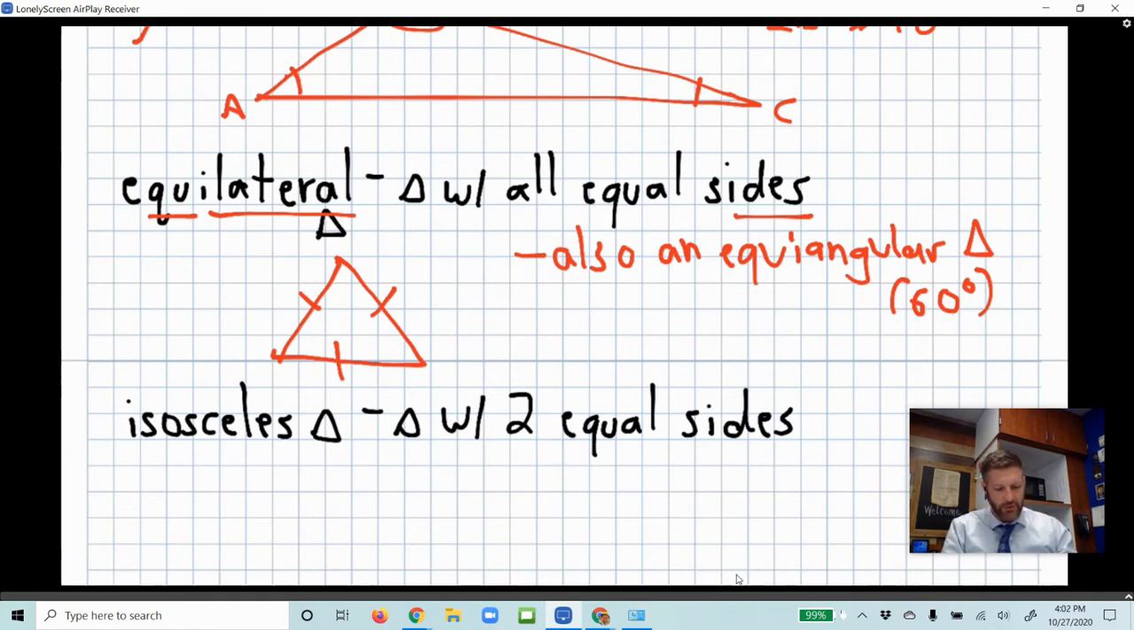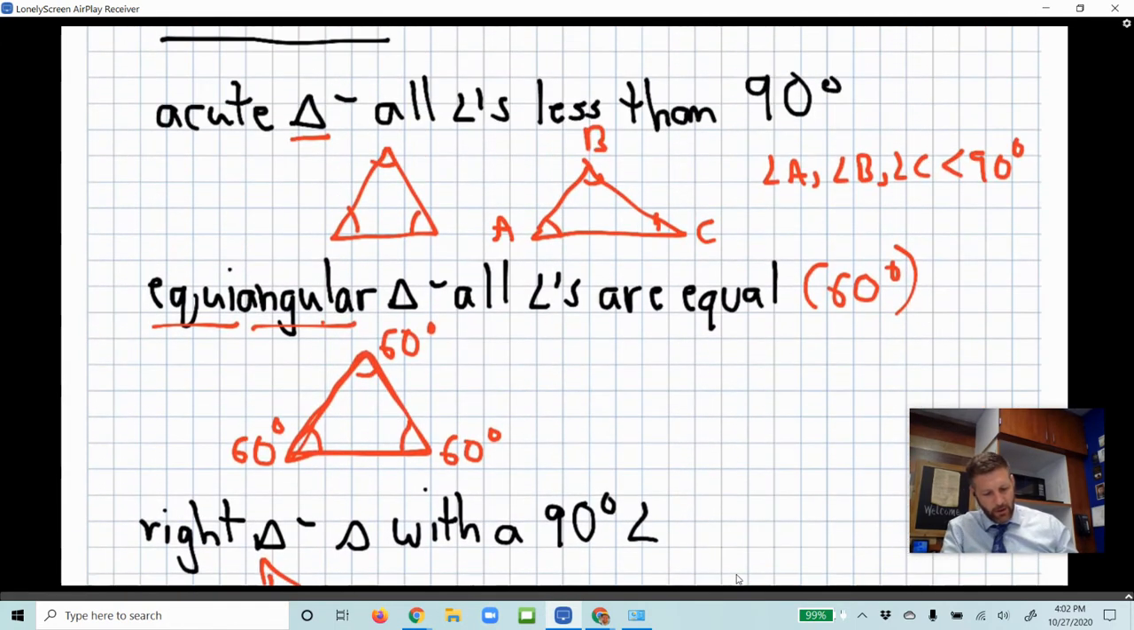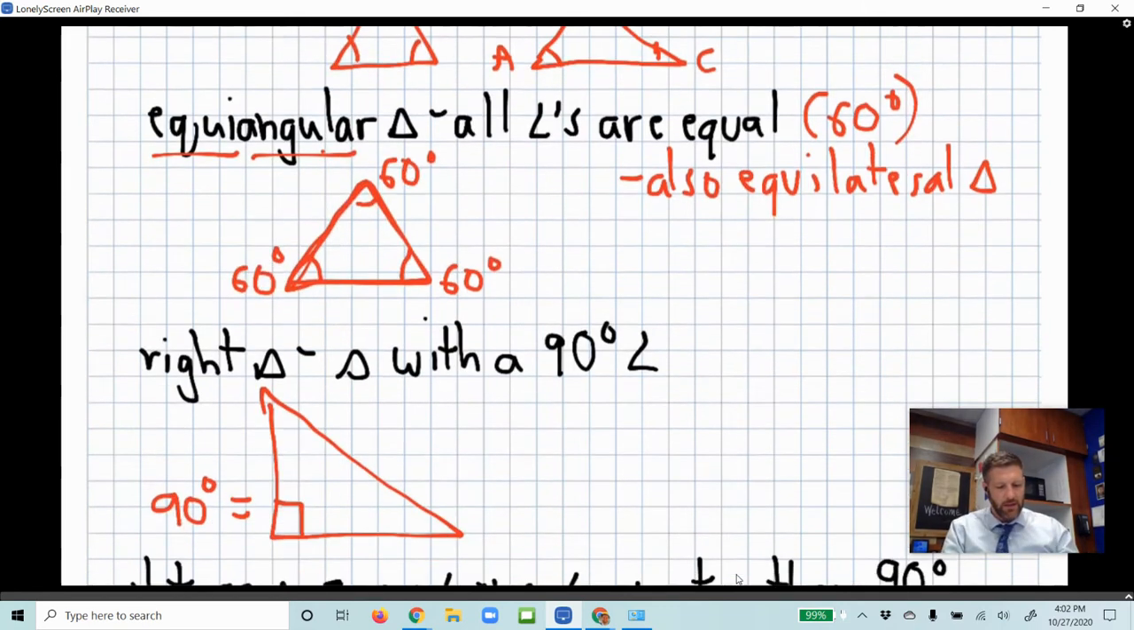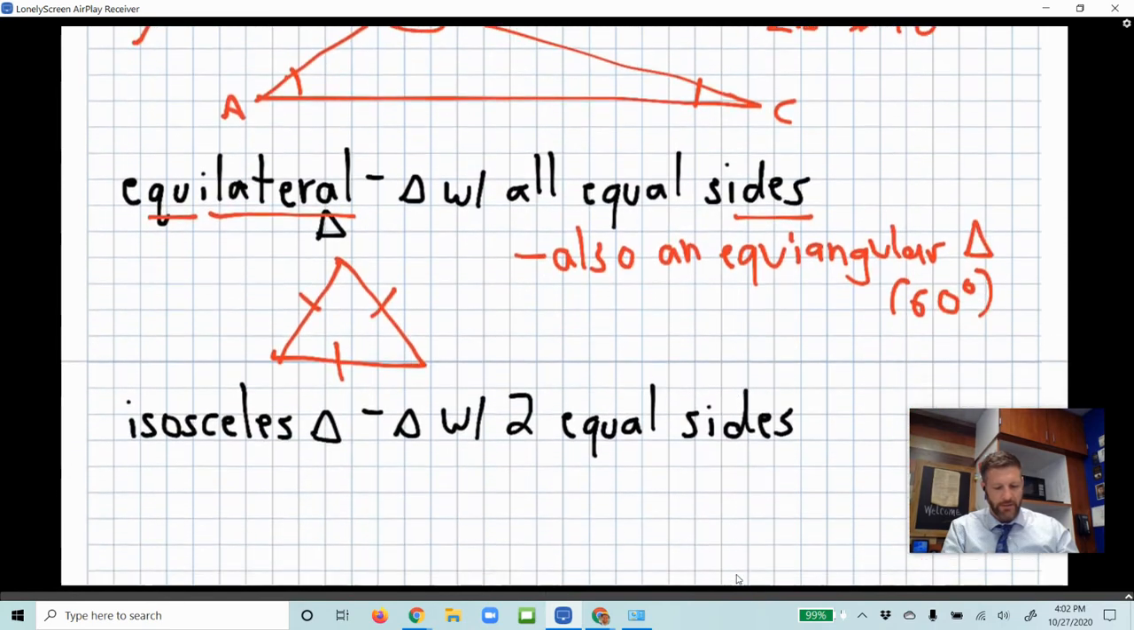If I know all the sides are equal, I know all the angles are equal. And if I know all the angles are equal, I know all the sides are equal. And so we're going to add that here. Also, equiangular is also equilateral. The only difference is if you know the angles, you know they're 60. The sides, you don't know. They could be anything except that whatever they are, they're all the same.